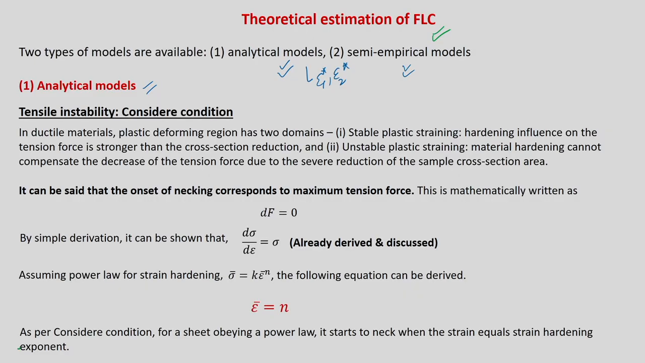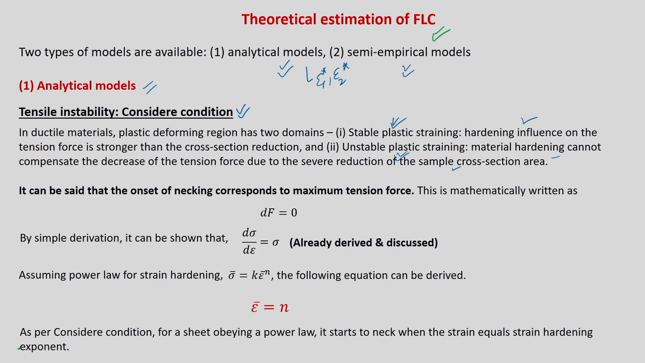When you come to analytical model, the first one is basically what we already studied for tensile instability, that is your considering condition. We know that any material which undergoes plastic deformation has two domains. One is a stable plastic straining domain, other one is an unstable plastic straining domain. Stable plastic straining domain means hardening is influencing the tension force, but not the cross section reduction. That is your initial part of plastic deformation, which we say is stable plastic deformation. Once you reach one particular stage, after that it is going to be unstable plastic straining. In that region, the material hardening cannot compensate the decrease in tensile force due to severe reduction in sample cross section area.